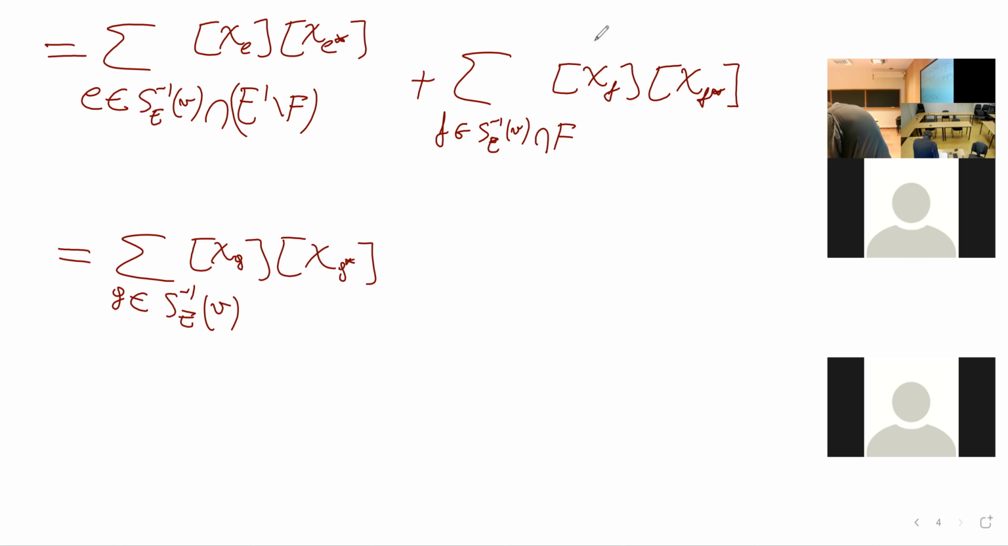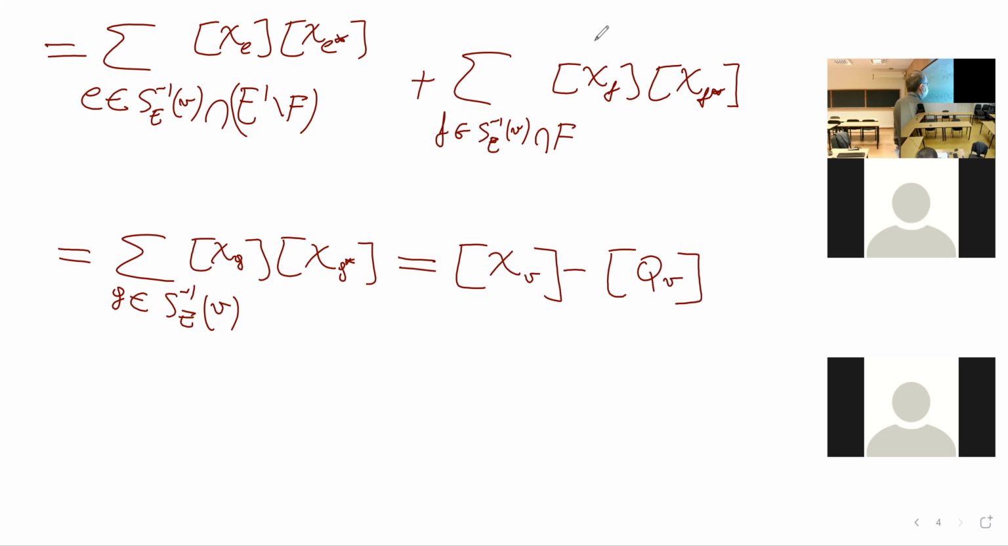Okay. So that's something beautiful, something very subtle. It's really good to have notes. Let me first write it down and then explain. I claim that this is equal to the class of chi V minus the class of QV. And now let me justify.